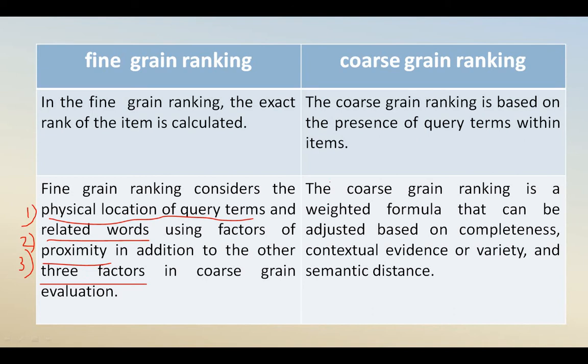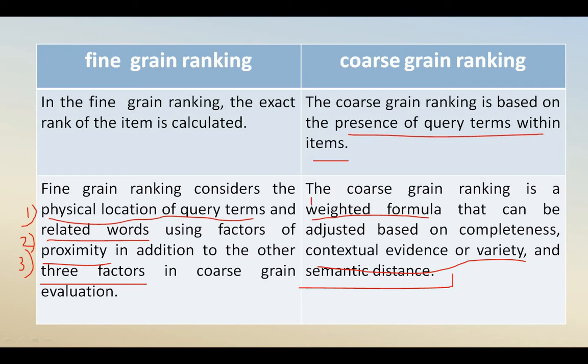Now coming to the coarse grain ranking, it is based on the presence of the query terms within the items. We use the query terms and check whether these terms are matched or existing within the items. So coarse grain ranking is based on the query terms within the items. And what does coarse grain ranking use? Here it uses a weighted formula that can be adjusted based on the completeness, contextual evidence or variety, and semantic distance. So three factors are used in the coarse grain ranking.